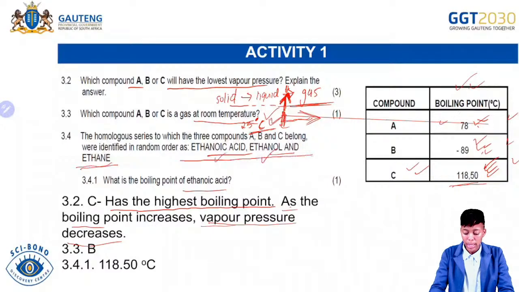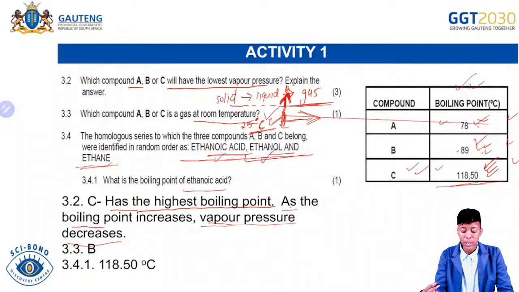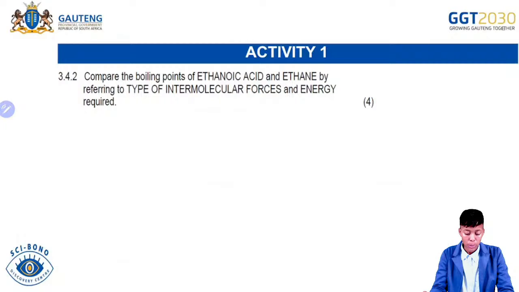So between letter A and letter C, if you are to check which one is your carboxylic acid, it is going to be the one with the highest boiling point. Why? Because your ethanoic acid is stronger than your alcohol. Your alcohol has one side for hydrogen bonding, while your ethanoic acid is a carboxylic acid, so it has two sides for hydrogen bonding.